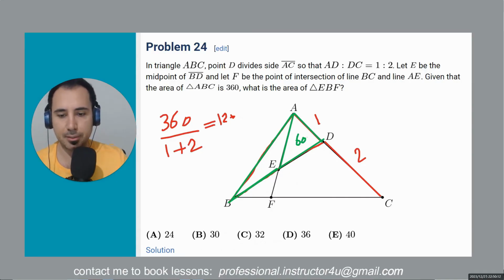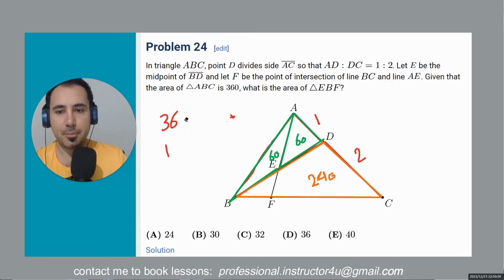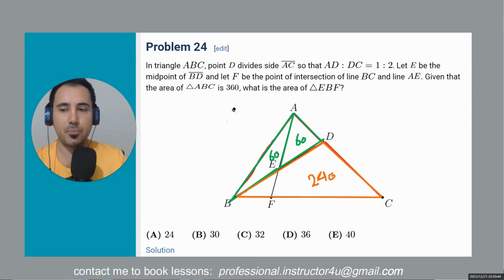Okay, I think this part is simple, and almost everybody who tries question 24 most likely gets to this part. And so this one from here to here, what is the area of that? I'm going to make it orange. The orange one will actually be 240, right? We know this much. This is doable, okay?